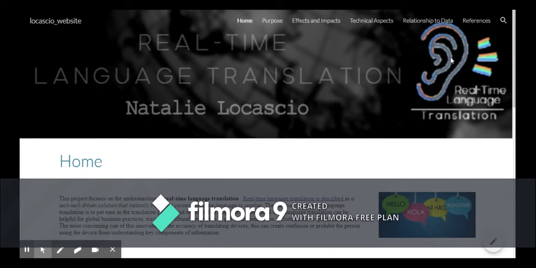I created my logo by going to the Pixlr website and taking a generic black and white photo from Google Images, and that would be my first layer. Then, I would remove the background from the image by using the wand to select the ear shape that I wanted to remain, and then I would use the eraser tool to remove the background.